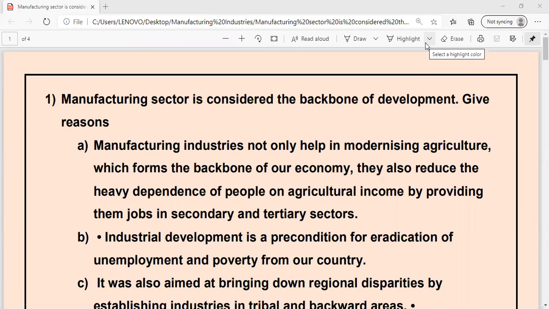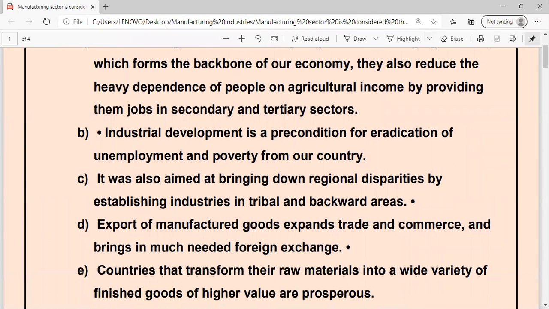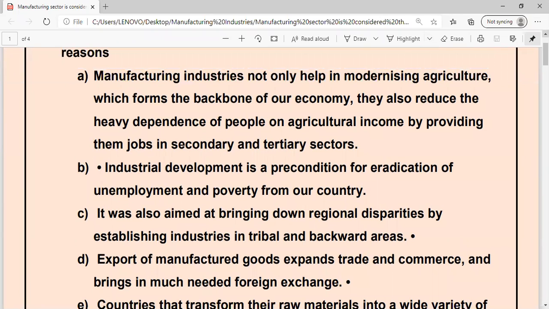So let us move into the topic. Manufacturing sector is considered the backbone of development. Give reason. So you can see 5 points are there. Question can be asked for 5 marks. As easily you will get 5 points from here. So what are the points?